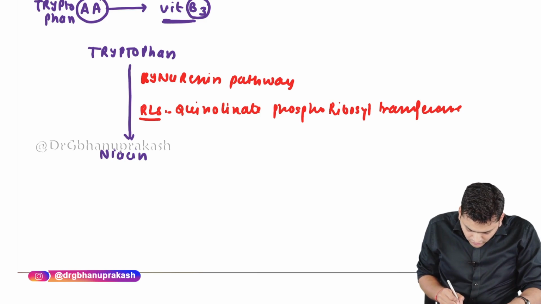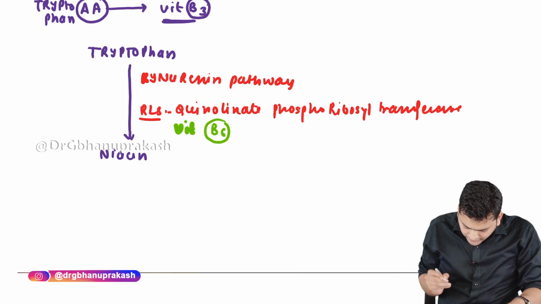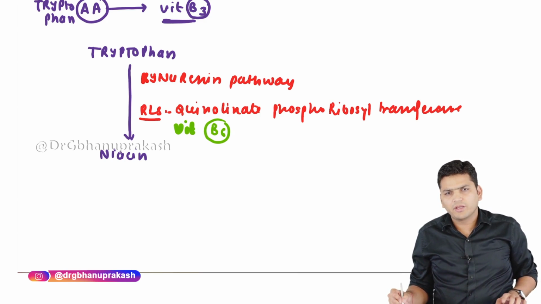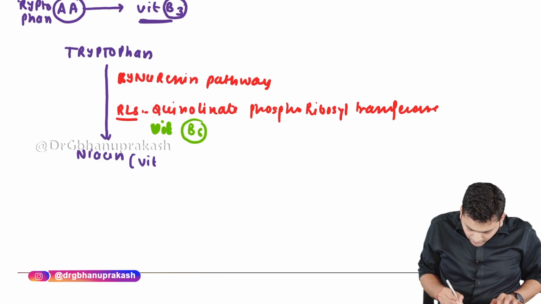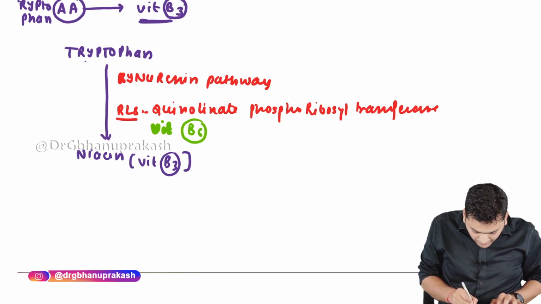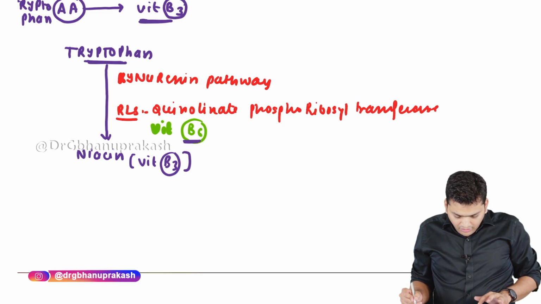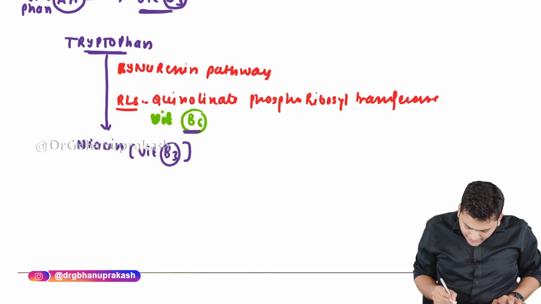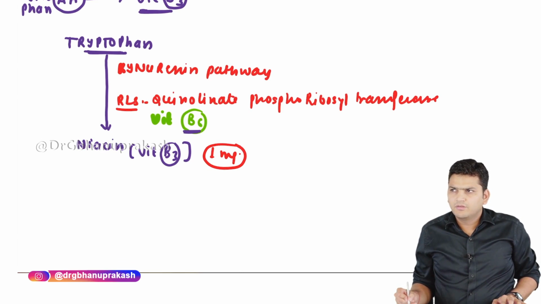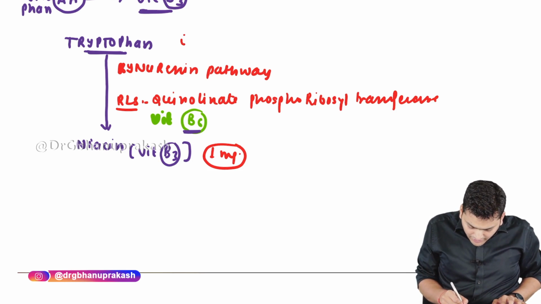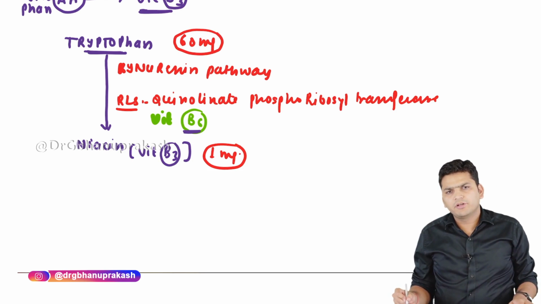In this reaction, we also require vitamin B6 for the quinolinate phosphoribosyl transferase. What I can say is, to make vitamin B3, we require tryptophan, along with vitamin B6. If you want to make 1 milligram of niacin, it requires 60 milligram of tryptophan. 60 milligram of tryptophan will be converted into 1 milligram of niacin.